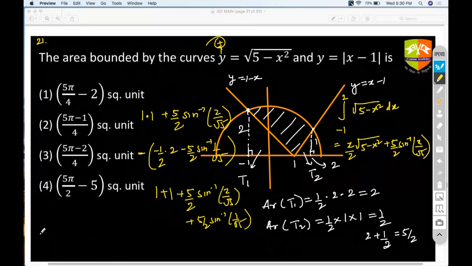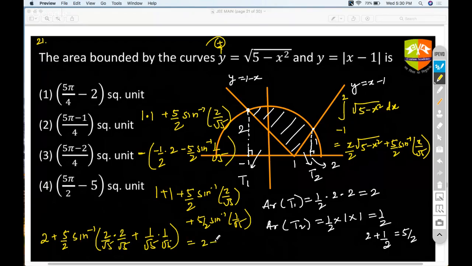So 2 plus 5 by 2, you can use the formula of sine inverse x plus sine inverse y for this. That's going to be sine inverse x into under root of 1 minus 1 by 5. That's going to be 4 by 5. So it will be 2 by root 5 again. Plus 1 by root 5 into 1 by root 5. So that's going to be 4 by 5 plus 1 by 5. That's going to be 1.